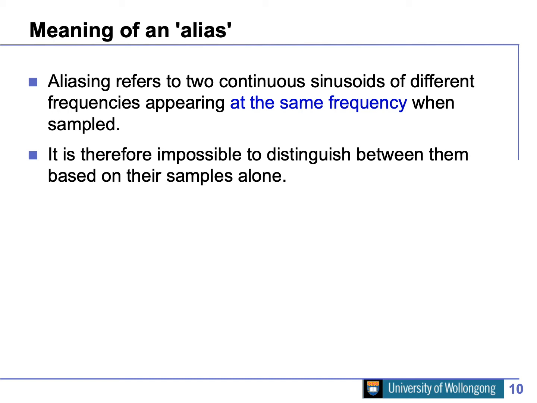So here is some summary for the alias. It refers to two continuous signals, or we call them sinusoids, so a sine wave or cosine wave, that have different frequencies. However, after the sampling, they show up the same. That means your signal is aliased, and we can't distinguish what our original signal is.